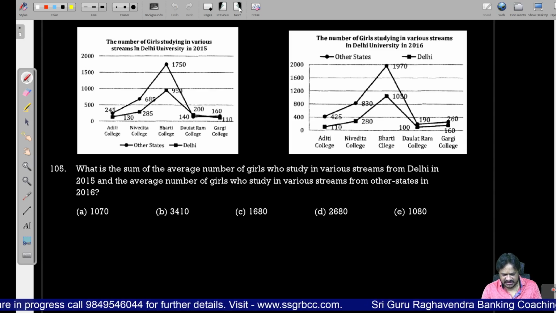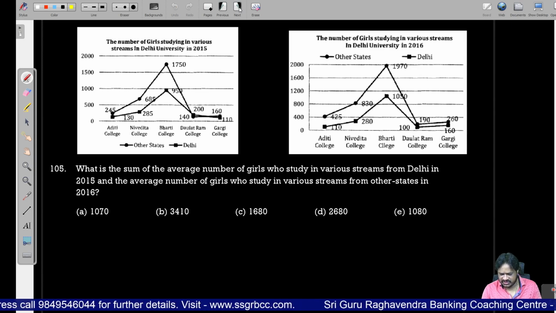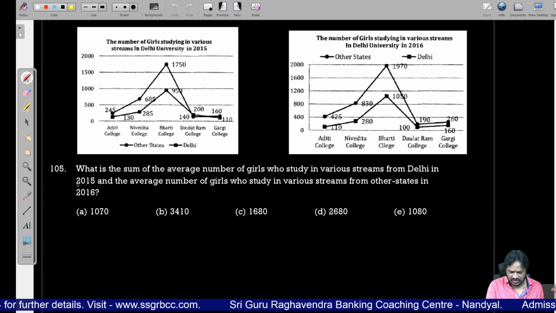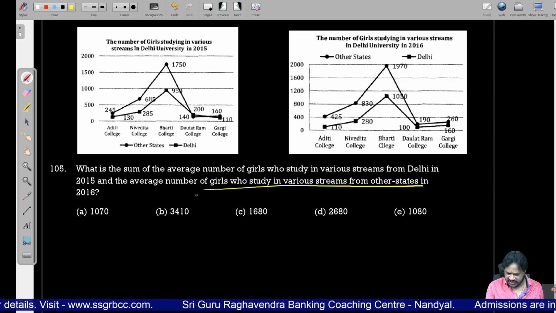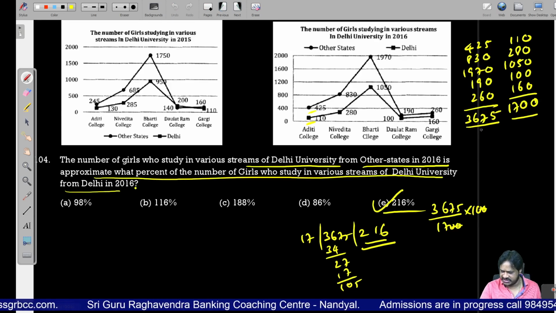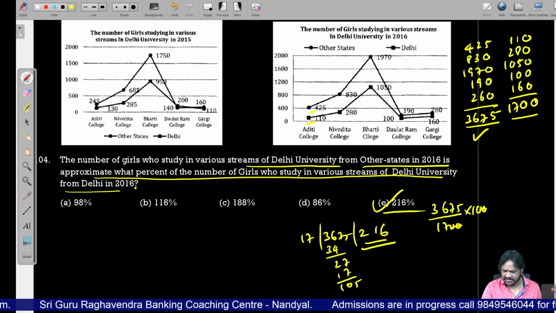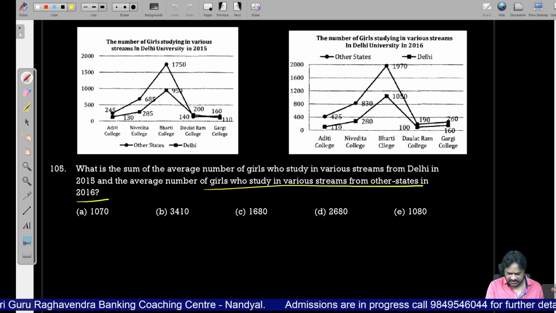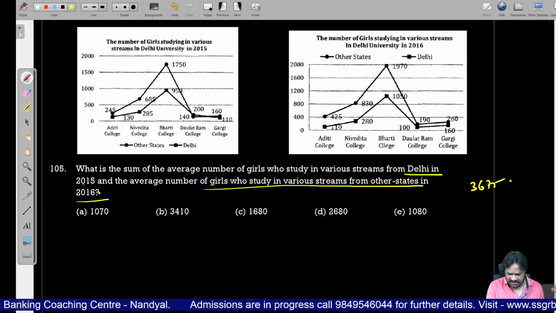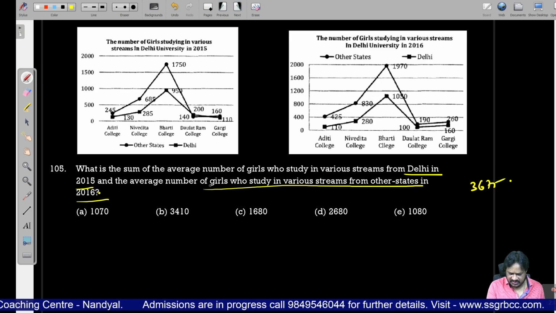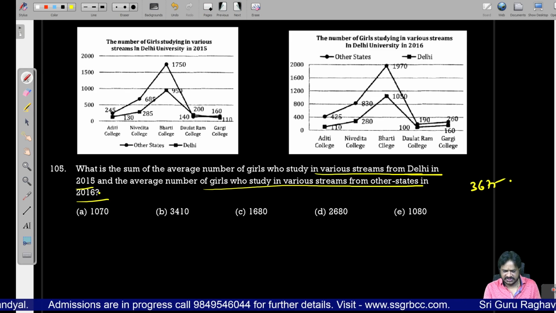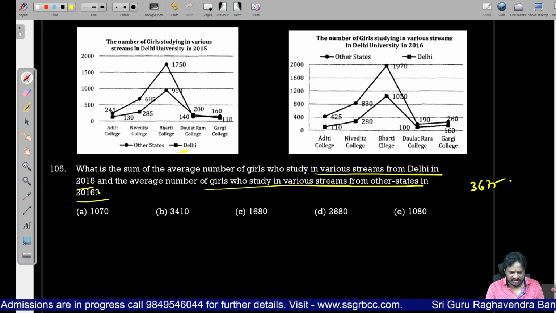What is the sum of the average of the girls who study in various streams from Delhi in 2015 and the girls who study in various streams from other states in 2016? Other states in 2016 you already calculated, that is 3675. Now we have to calculate Delhi 2015, various streams from Delhi 2015. So you should calculate the square value.